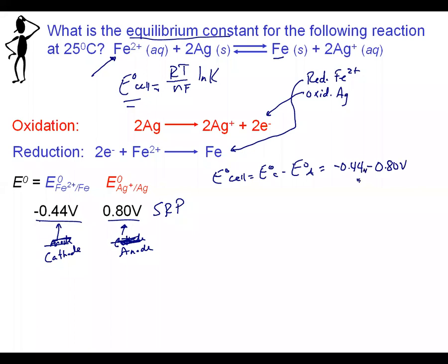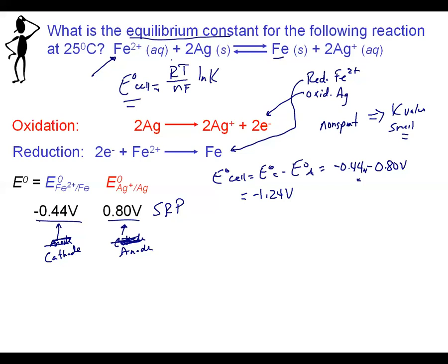In this particular case, 0.44 minus 0.8 is going to give us minus 1.24 volts. At this point, you should know that this reaction is probably going to be non-spontaneous. That E value is going to lead us to a positive delta G, which also means it'll be non-spontaneous. And in addition, we can predict that our K value should be on the small side, just from the value that we got.